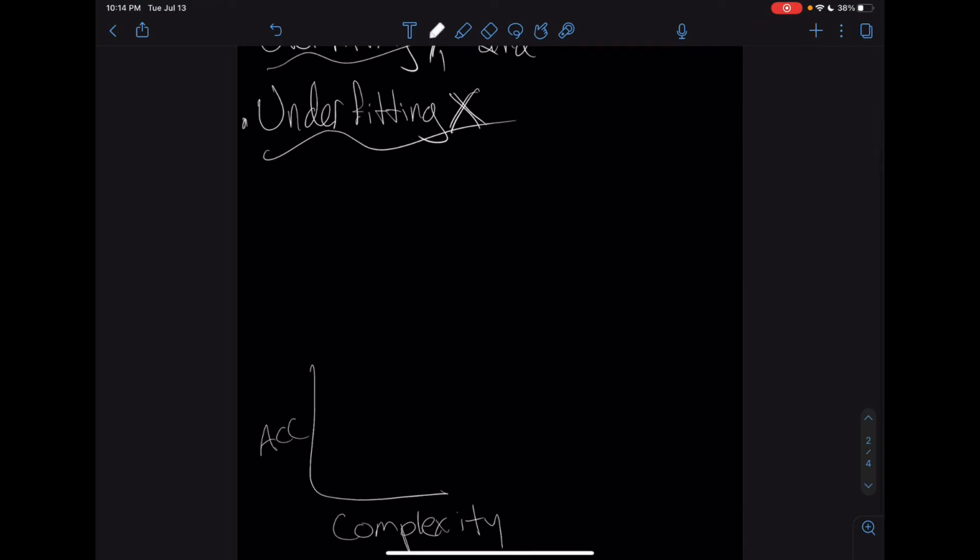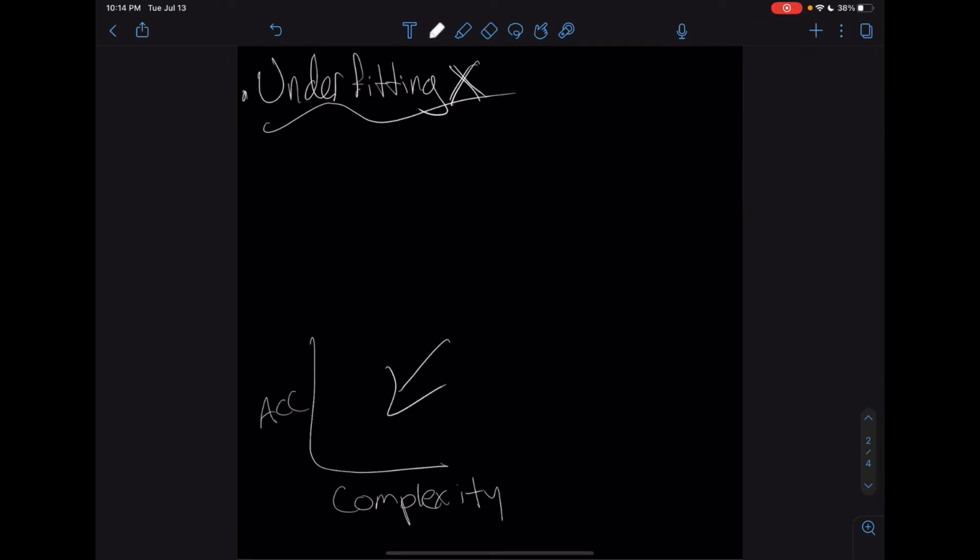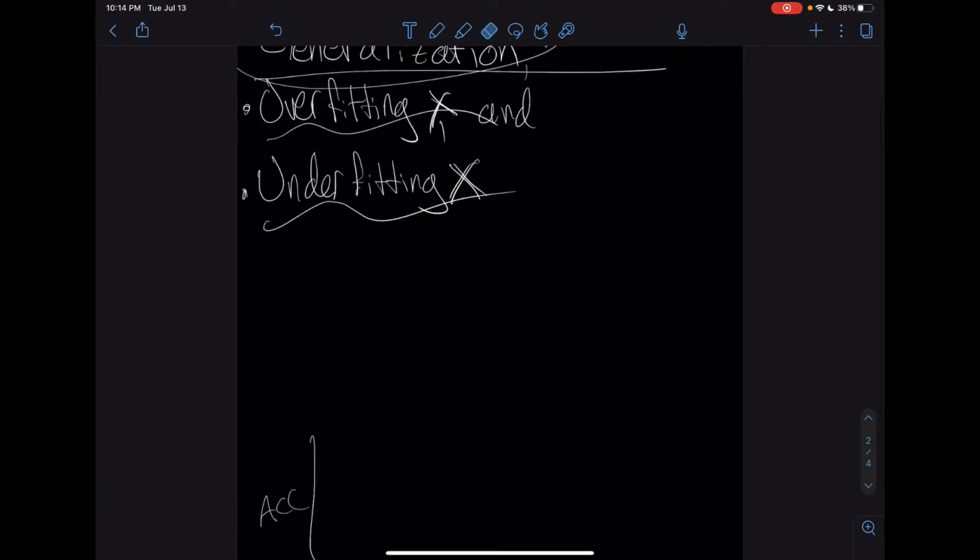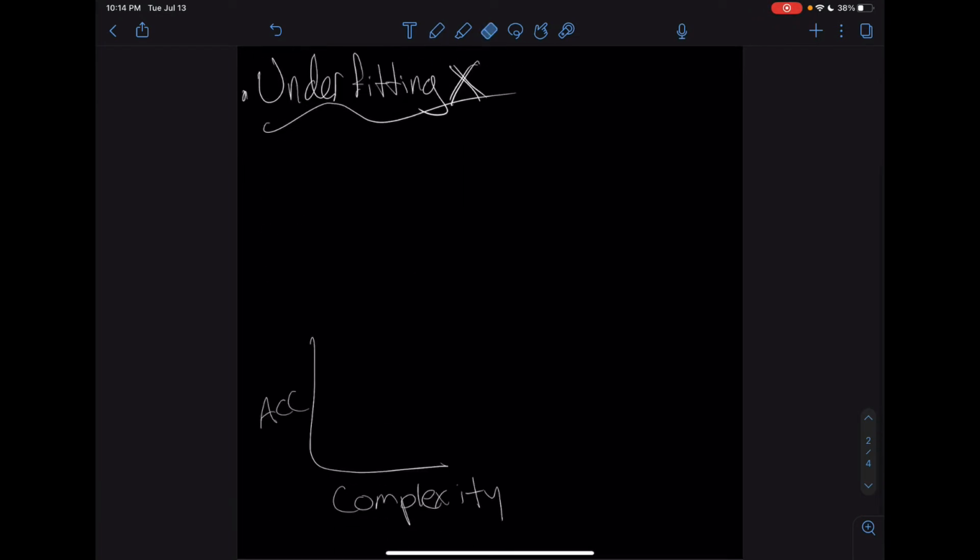So I also have a little graphic down here. This is accuracy versus complexity of the model. And this ties right back in with generalization, overfitting, and underfitting. So what's going on here is that these x values on the x-axis represent the model's complexity. And the y values here represent the model's accuracy. This graph will look something like this most of the time.